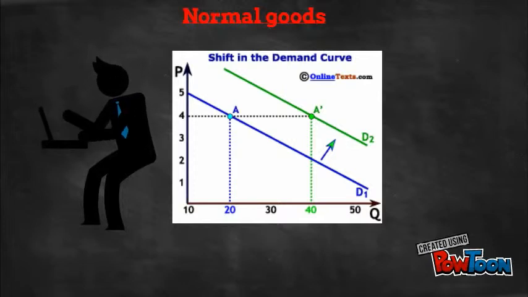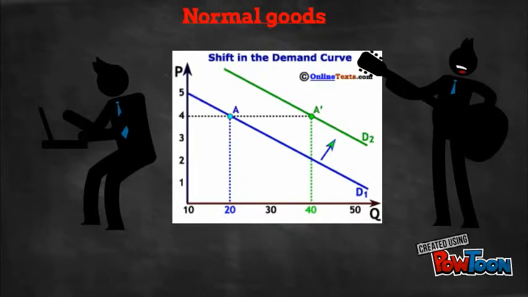So let's say this person gets an additional income. So he starts playing guitar. So when price is 4, he can now afford to buy 40 units of that good. So causing a shift in demand. So that's a move from point A to A dash.